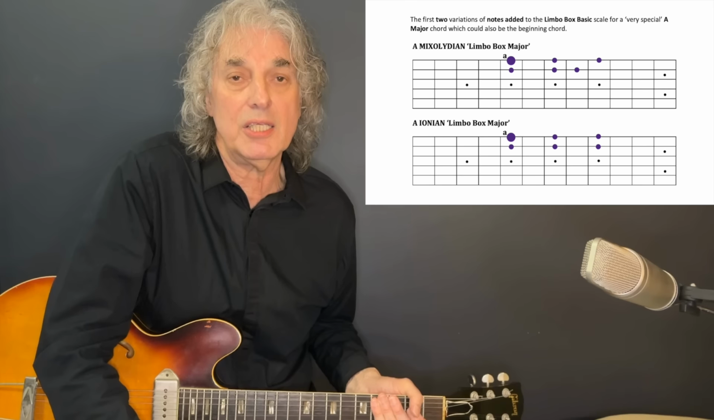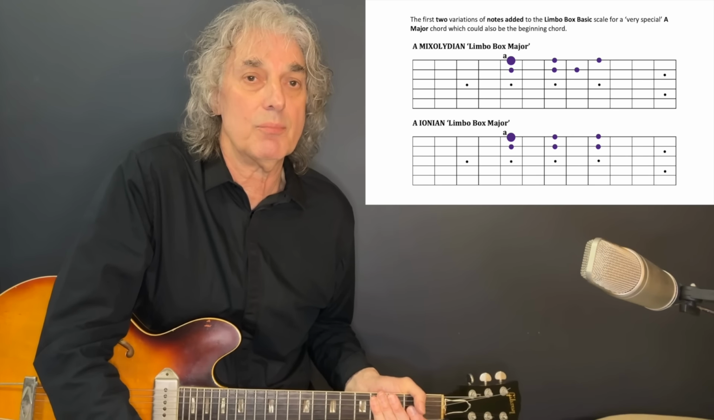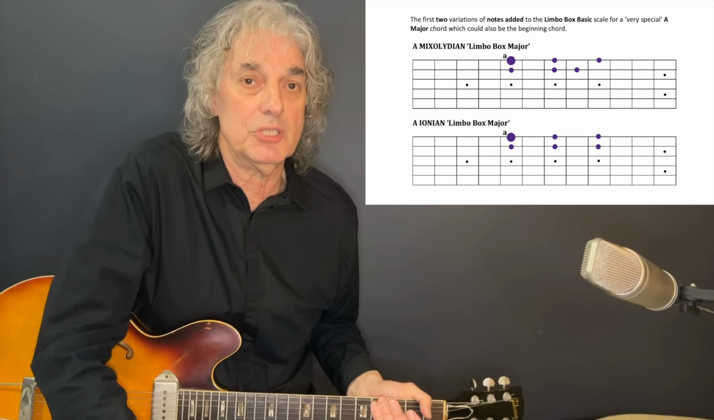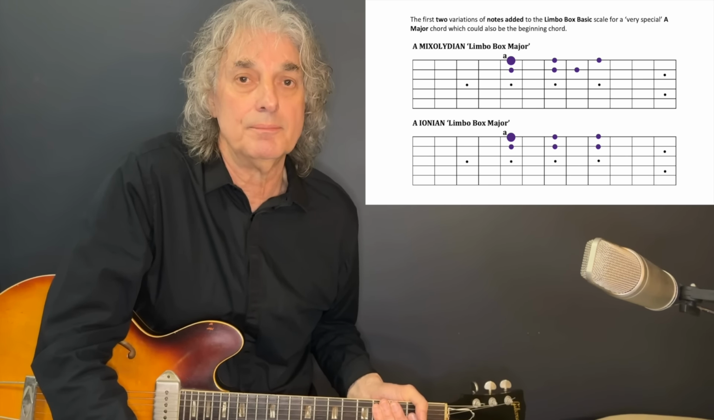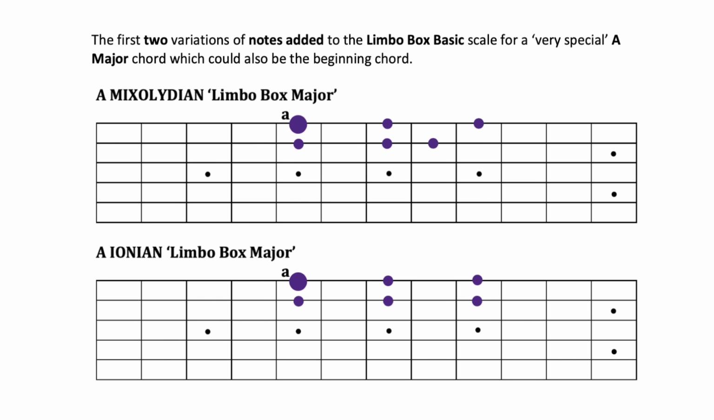There are 4 variations, and the following examples are for A major, which would normally be an A minor. The first 2 variations of notes added to the Limbo Box basic scale for a very special A major chord, which could also be the beginning chord.